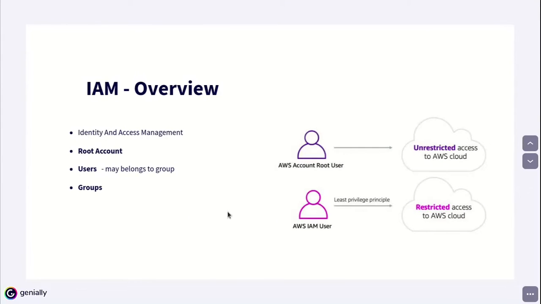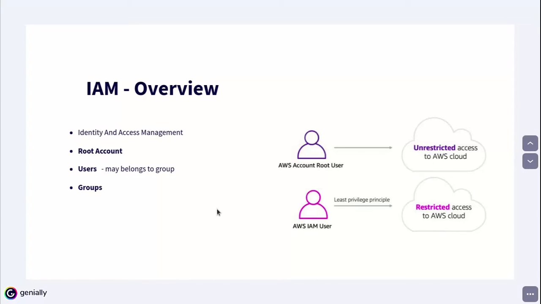So let's start with the IAM overview. What is IAM? IAM is nothing but Identity and Access Management. Once we have the AWS console, for our organization there might be different departments and different user types. Those users we can create, and in that way we can manage access to our AWS resources.